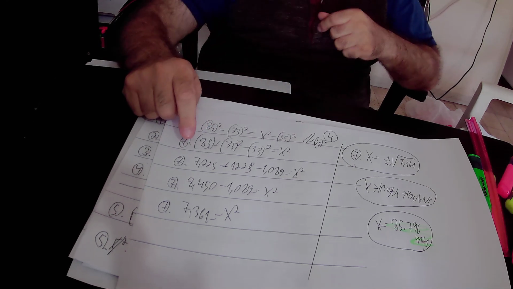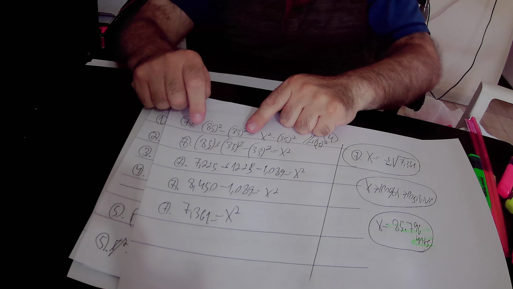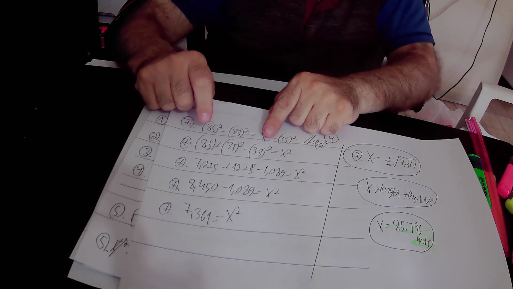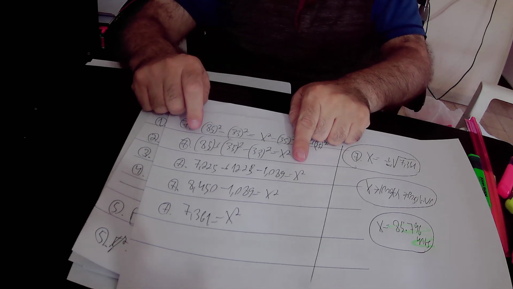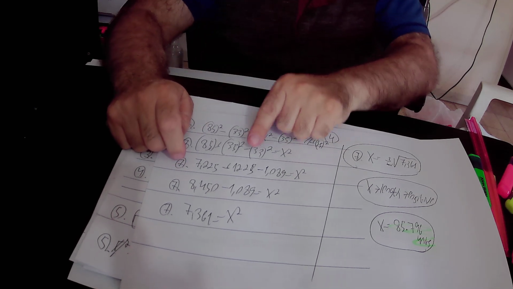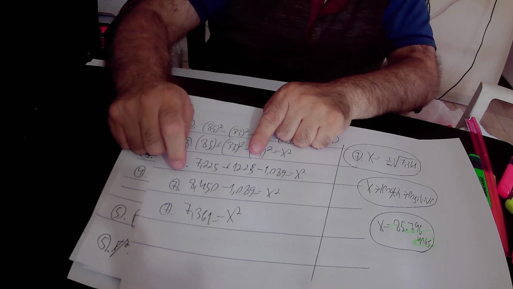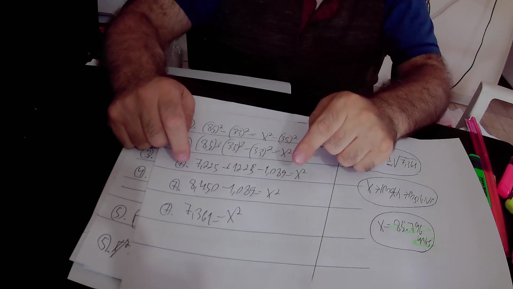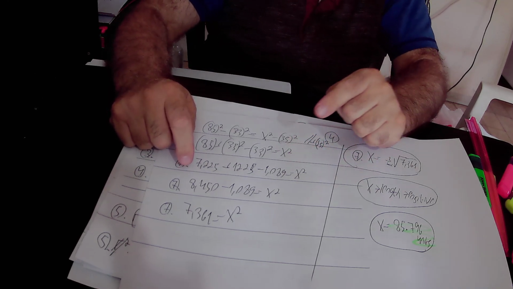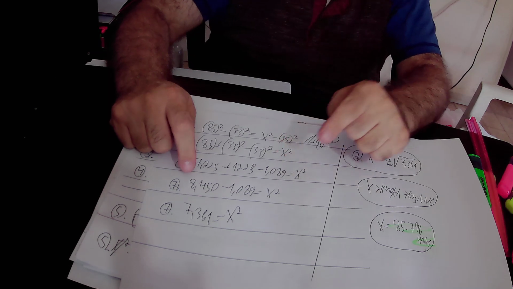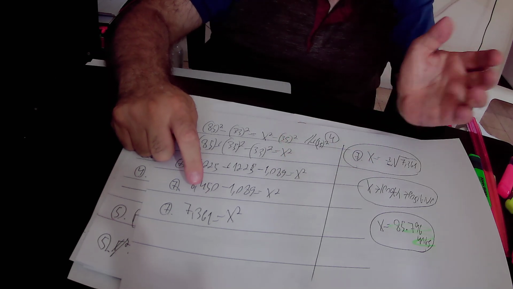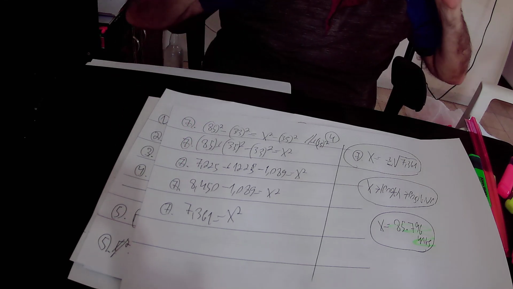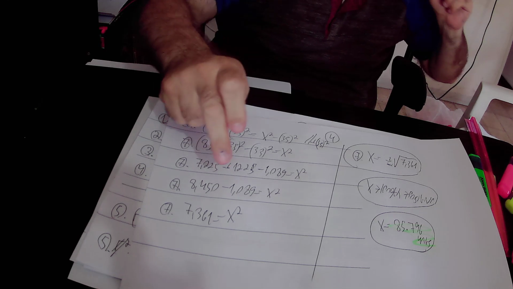85 square is 7,225. 35 square is 1225, minus 33 square is 1089, that is equal to x square. 7,225 plus 1225 is 8,450, minus 1089 equals x square. 8,450 minus 1089 is 7,361, that is equal to x square. So in conclusion, according to equation number 7, x square equals 7,361.